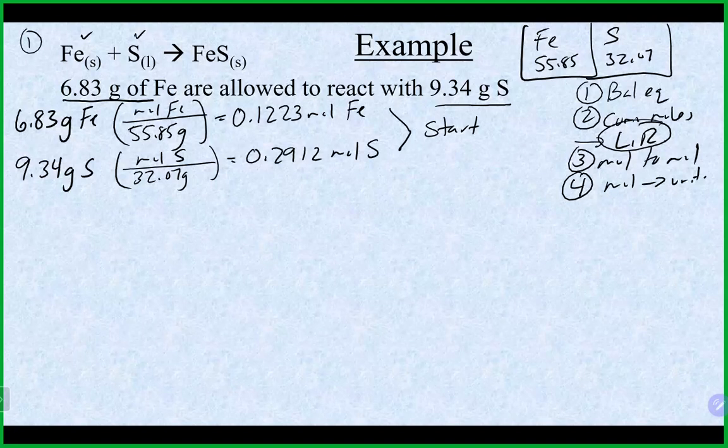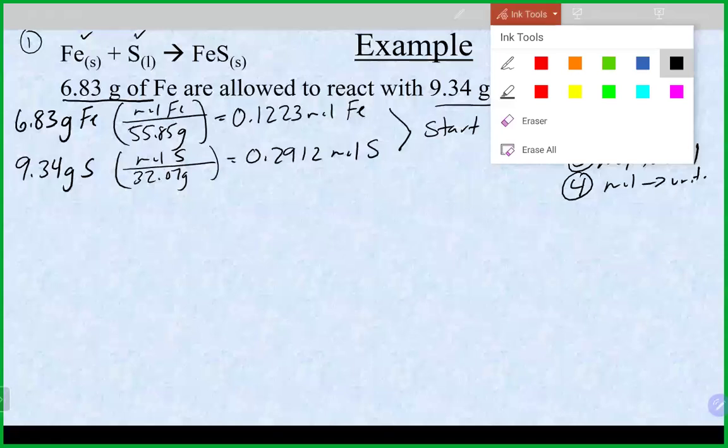Now, a very common mistake that people make is they do this part and go, cool, it's always going to be iron in this case because it's a smaller number. That is not always the case. So it is not always the smallest number that you see there. A lot of times it is, but it's not always. So it does have to be found through a calculation.